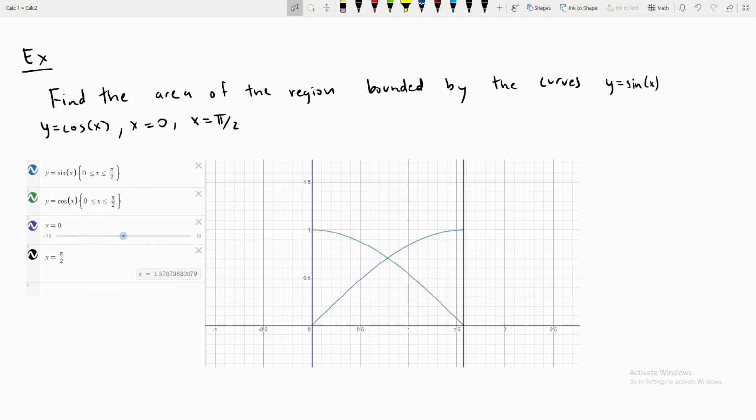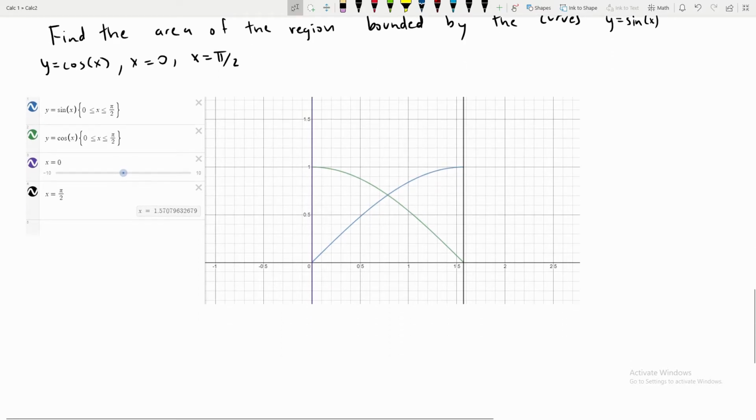And it says find the area of the region bounded by the curves y equals sine of x, y equals cosine of x, x equals 0, and x equals pi over 2. So I've gone ahead and used a graphing calculator to plot out these graphs, but if you can't visualize what they will look like, it's probably better you draw them out.